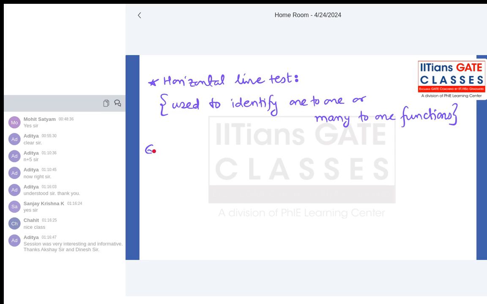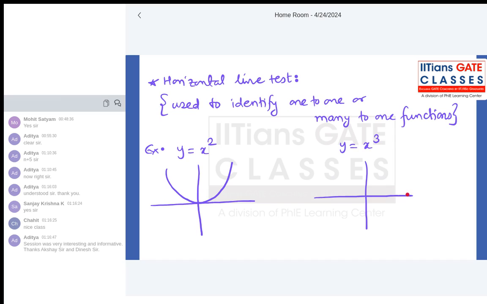Let's say you can take one example of y equal to x square, and another example is y equal to x cube. And if you plot them, you know that x square plot looks like this, which is symmetric about y-axis, and for x cube the plot is like this. So this is your y-axis, this is your x-axis, similar here.